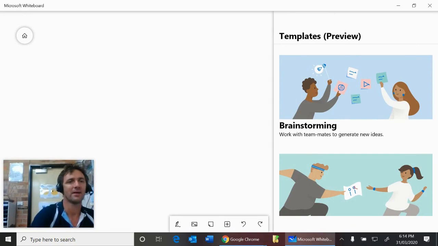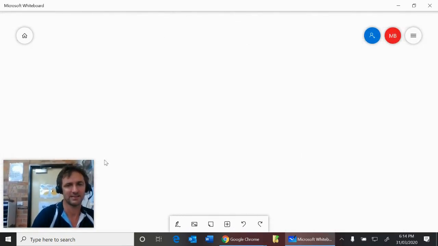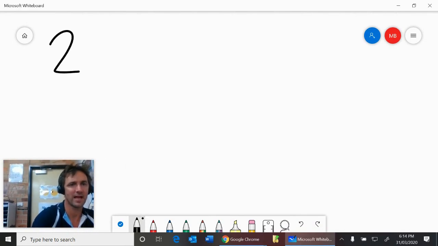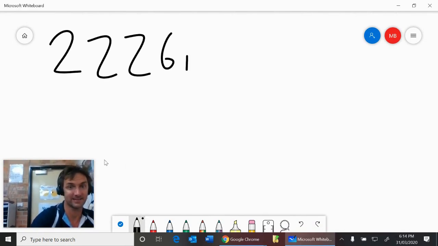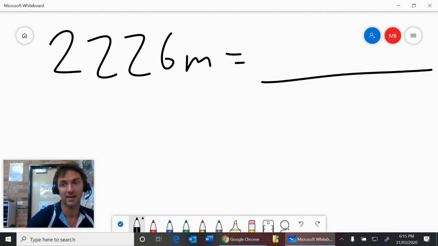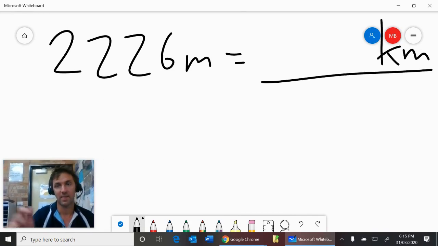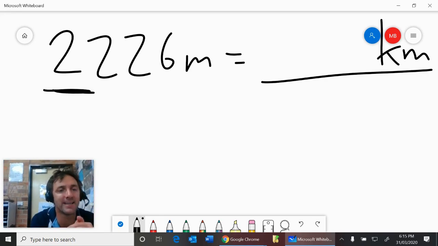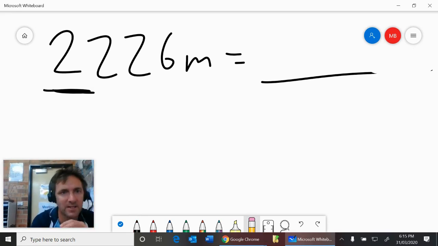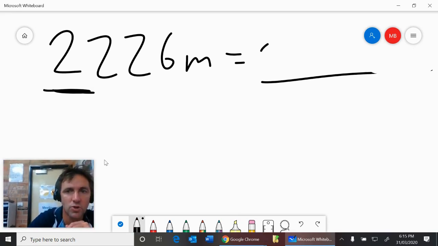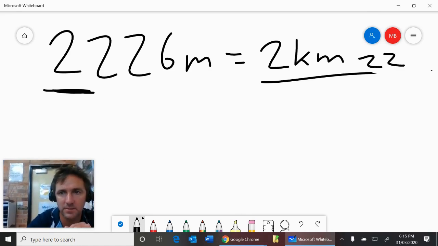Or you might get a question like this: 2,226 metres equals how many kilometres? There's a question for you. Okay, so slow down a bit now. We know that 2,000 metres equals 2 kilometres. So your answer is going to be something like this: 2 kilometres, 226 metres. I wonder if that makes sense.